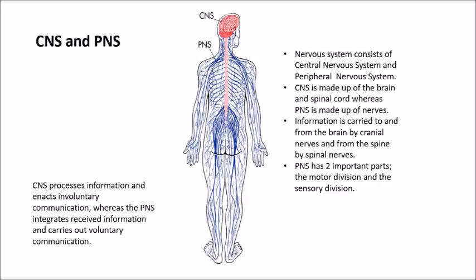The PNS has two important parts, the motor division and the sensory division. The sensory division collects impulses from the sensory receptors in the organs and carries impulses to the CNS. However, the motor division collects messages from the CNS and delivers to the right body organ. The main two differences between the CNS and the PNS is that the CNS processes information and enacts involuntary communication, whereas the PNS integrates received information and carries out voluntary communication.